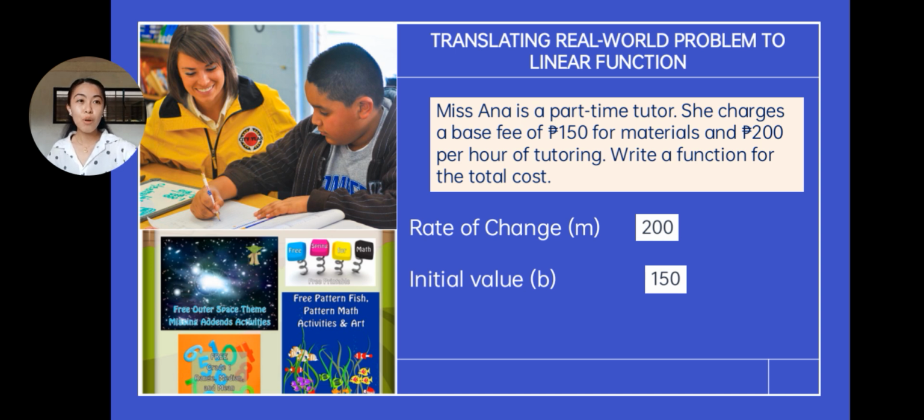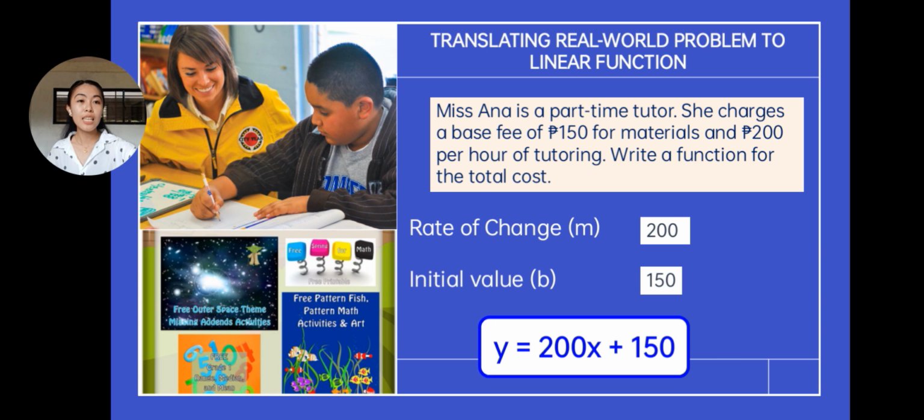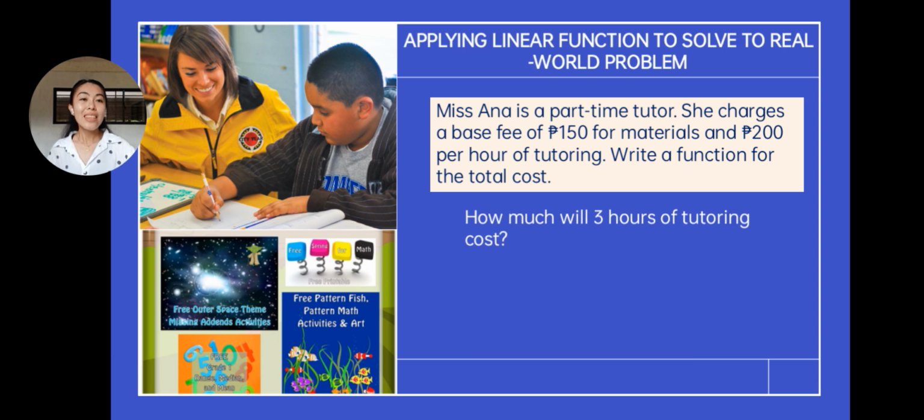Now, since we already have the value for our m and the value for our b, we can just plug them into our linear function and it will now become y is equal to 200x plus 150. Are you following along, class? Very good. Now, since you already have your linear function, we can now use it to solve real-world problems.